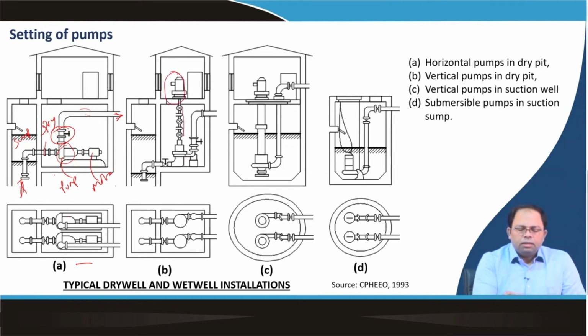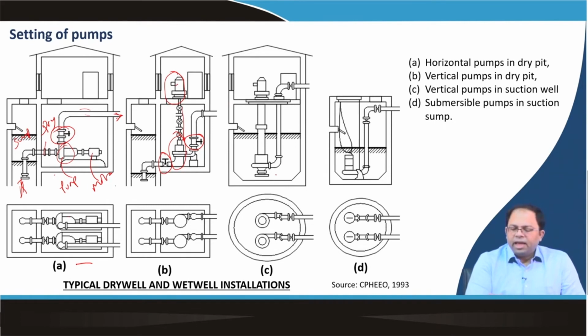This is the shaft, the vertical shaft which drives the pump. So, this is the pump, this is one valve, this is the second valve. This is the valve which prevents water from getting in, and this is the valve which prevents water from getting back in when the pump is not running, and this is the electric motor over there.